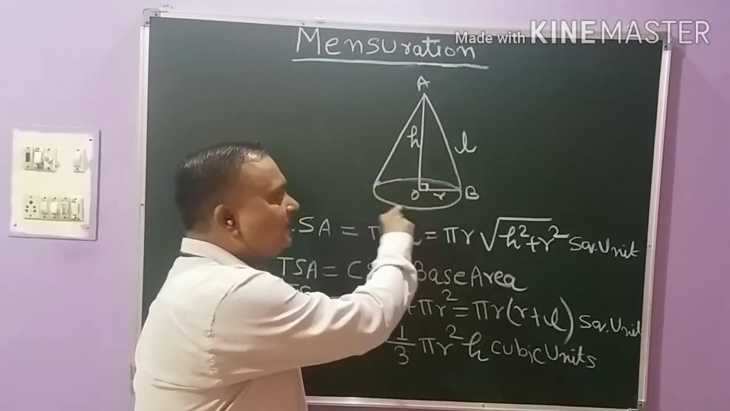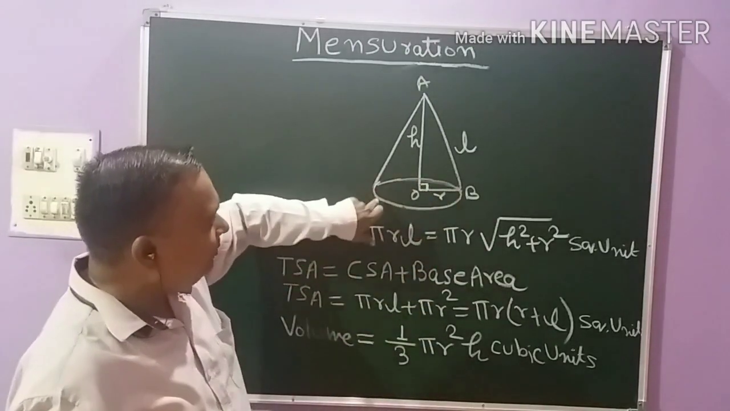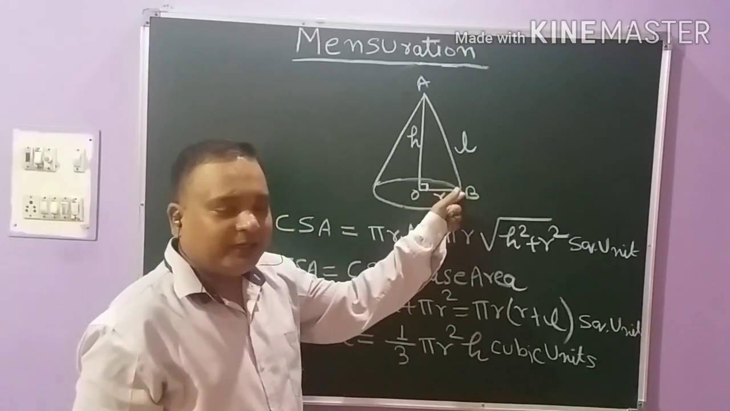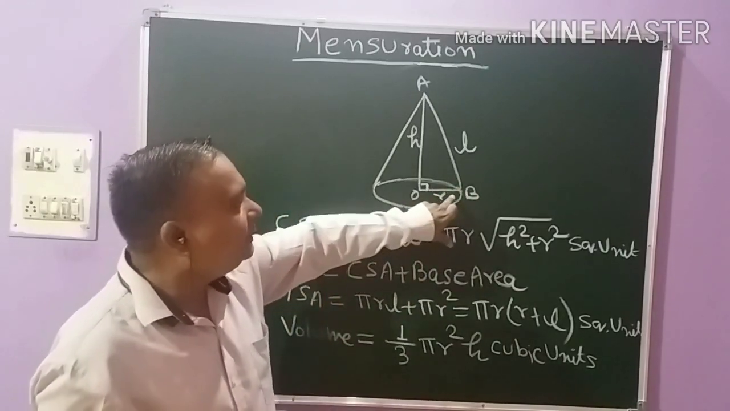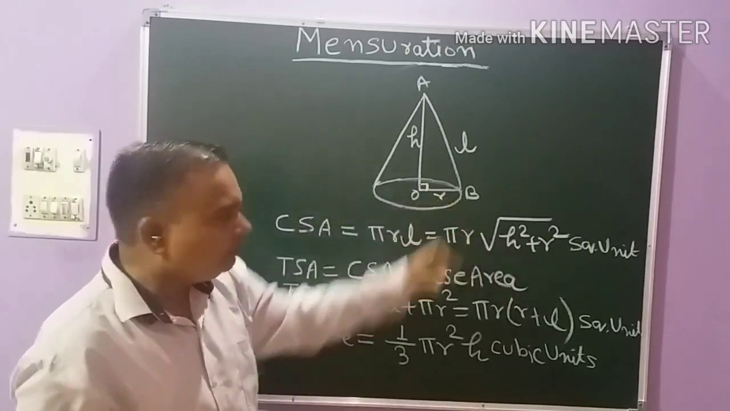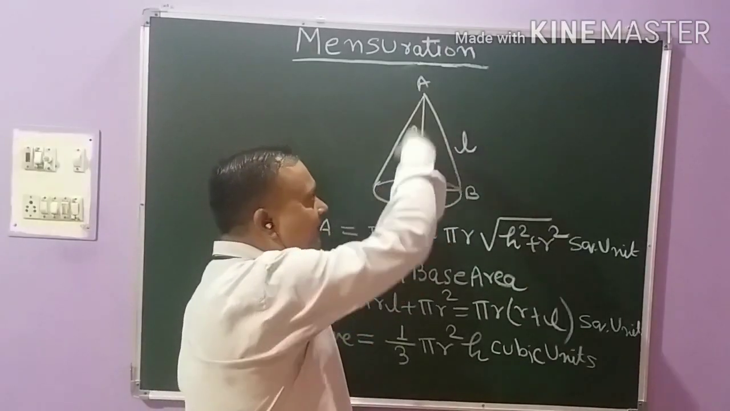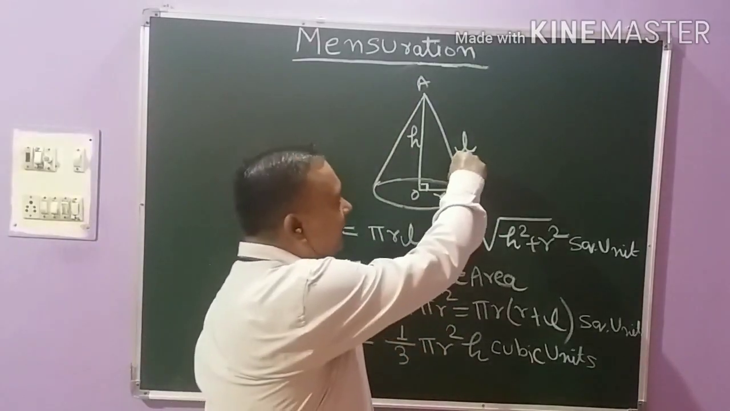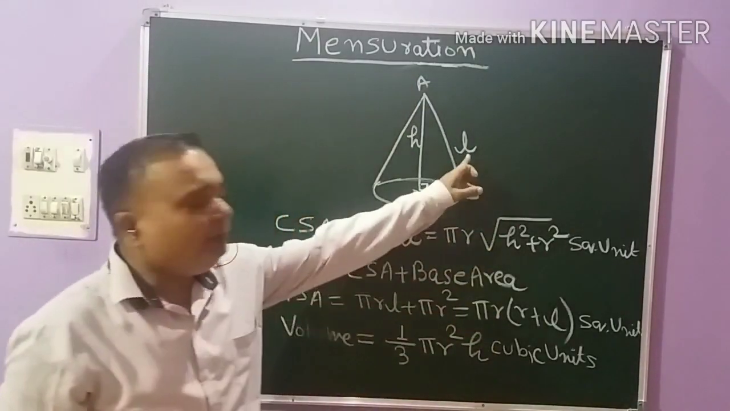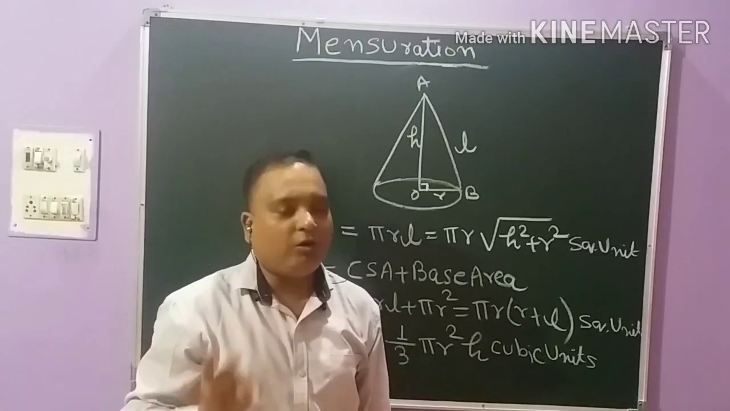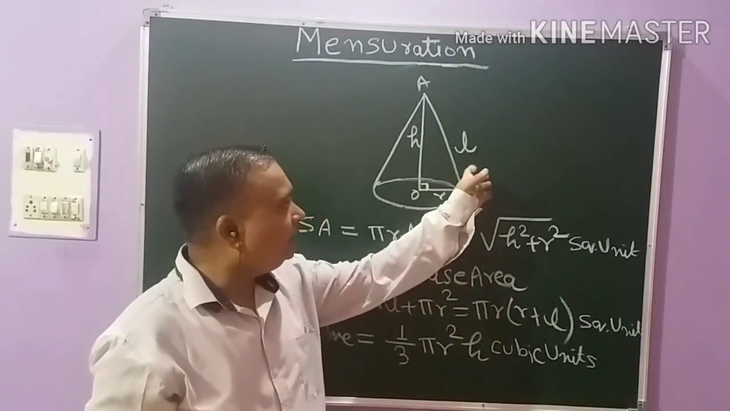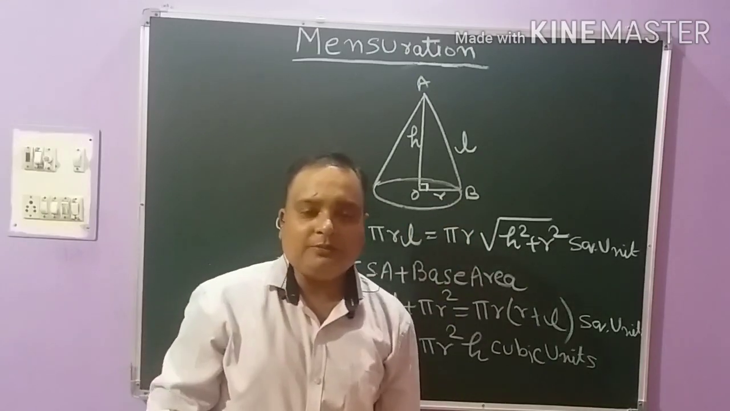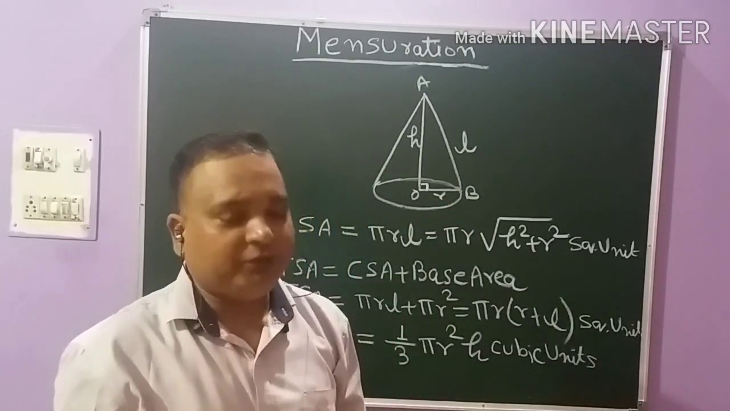Now this is the base area of cone. The base of the right angle triangle will be the base radius of the cone. The perpendicular is known as the height of the cone. Now the hypotenuse L becomes the slant height of the cone. I repeat, the hypotenuse of right angle triangle AOB becomes the slant height of the cone.